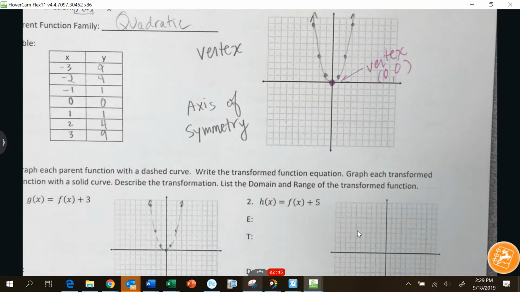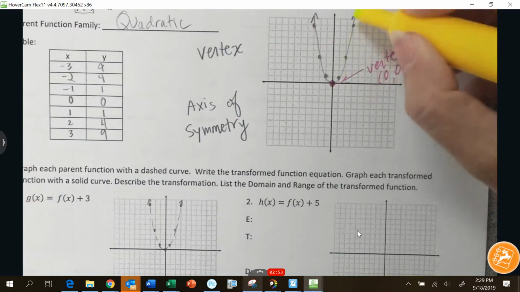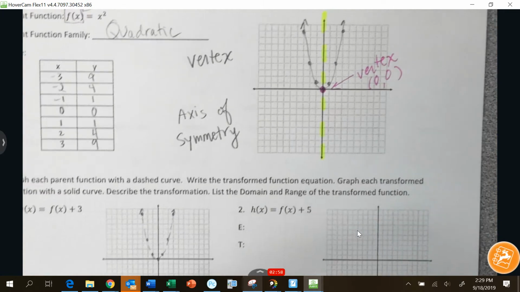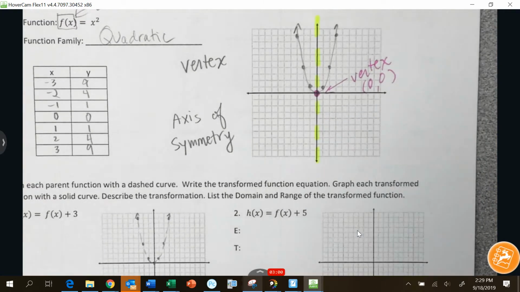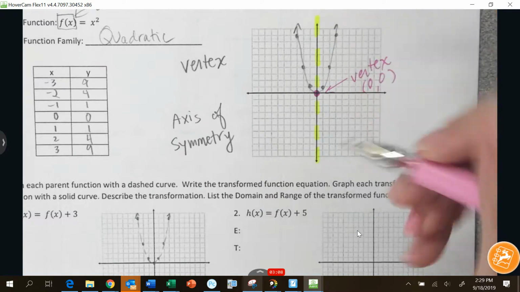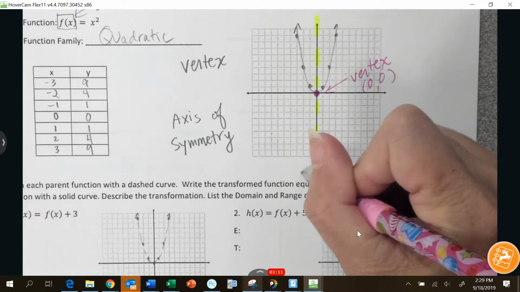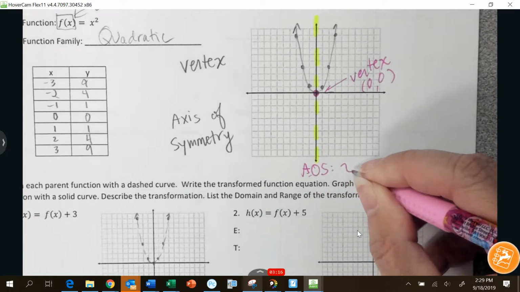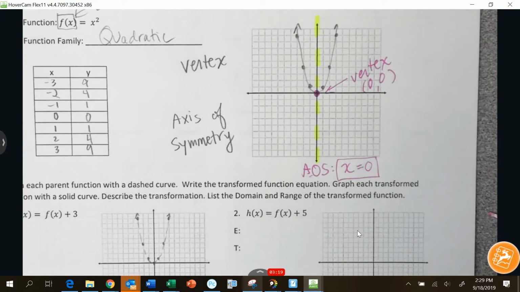And then the axis of symmetry is a mirror line. It's a line of reflection. It's a line of symmetry. So if you imagine this having a mirror, the line of symmetry would be right down the middle. Now you just did a huge project where you had to find equations of vertical lines. So this should be an easy equation to find. What equation is our axis of symmetry? Okay, I just abbreviated it AOS. It is x equals 0. So it is an equation, x equals 0.